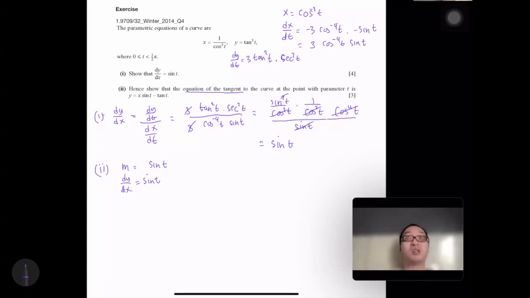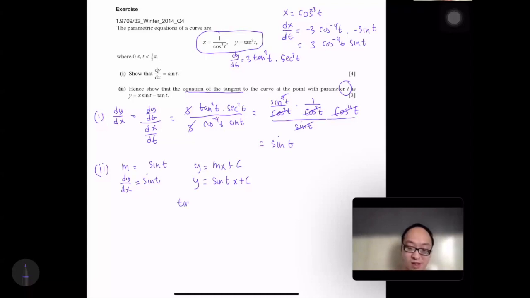The gradient is the dy/dx, the first derivative. Now, the equation of the tangent is y equals mx plus c. So we can put the m as sin t, x plus c. We need to find the c. How do we find it? For the c, we have to replace the x and y coordinates into the equation. Now, since we only have the parameter t here, the coordinates of the point on the function are this. So we can just replace it.